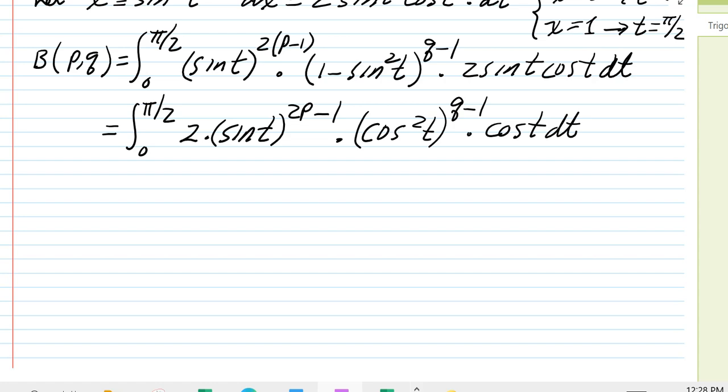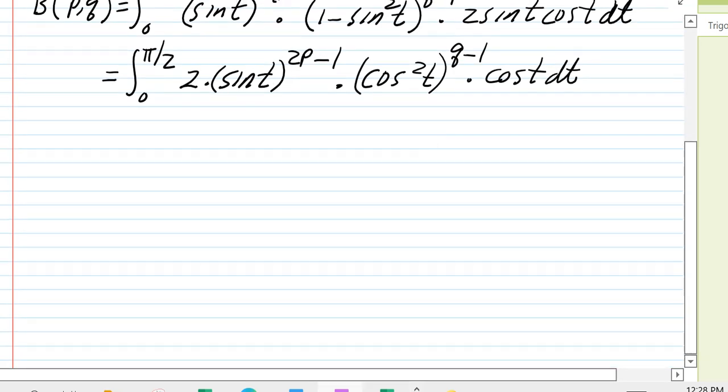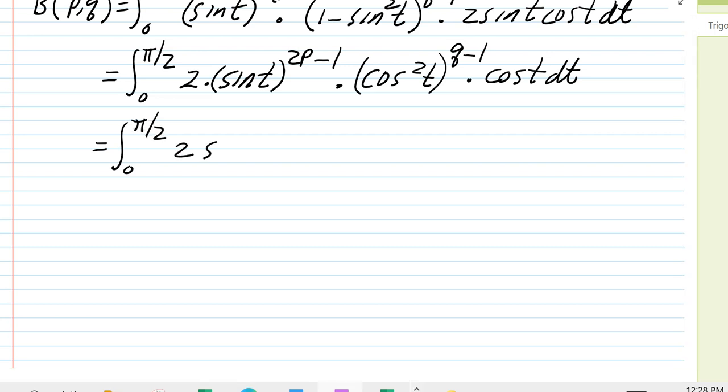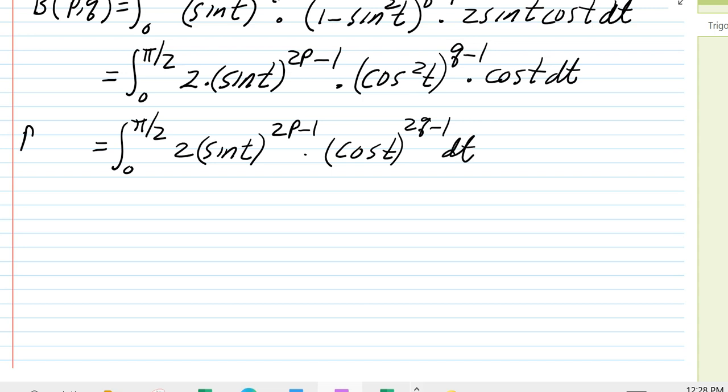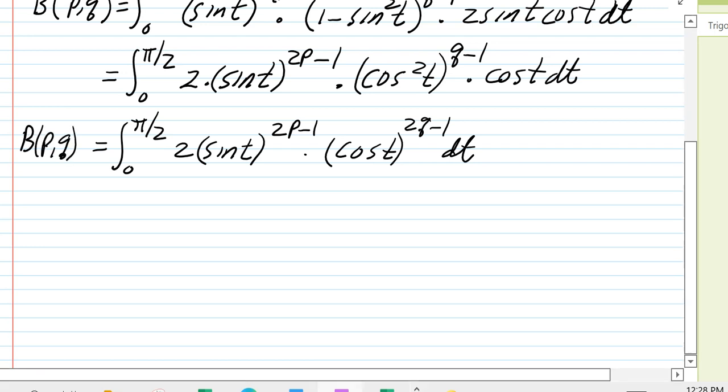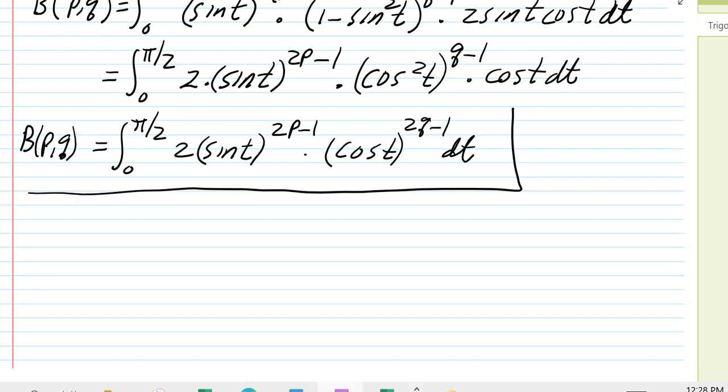All right. So in the next step, I'm just going to combine the cosines now. And this is going to be the integral from 0 to pi over 2 of 2 sine t to the 2p minus 1 power times cosine t to the power of 2q minus 1 dt. And that is the trig form that we were seeking. So here's the answer to the trig form right there. And of course, t lies between 0 and pi over 2, and that's implied by the limits of integration.